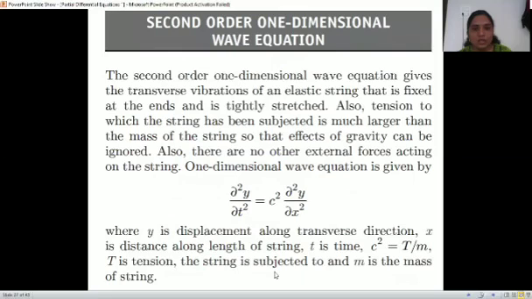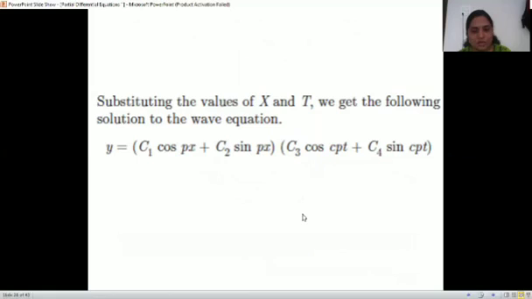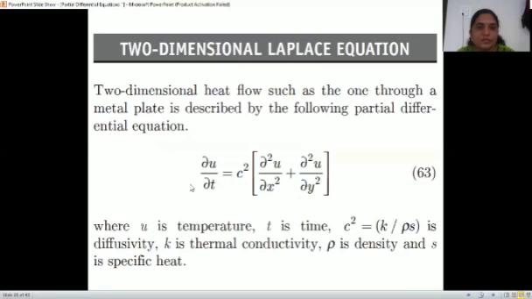This is the second order one dimensional wave equation. That is nothing but dou 2y by dou t square is c square dou 2y by dou x square. And substituting, solving all of them, we get y is equal to c1 cos px plus c2 sin px into c3 cos cpt plus c4 sin cpt.